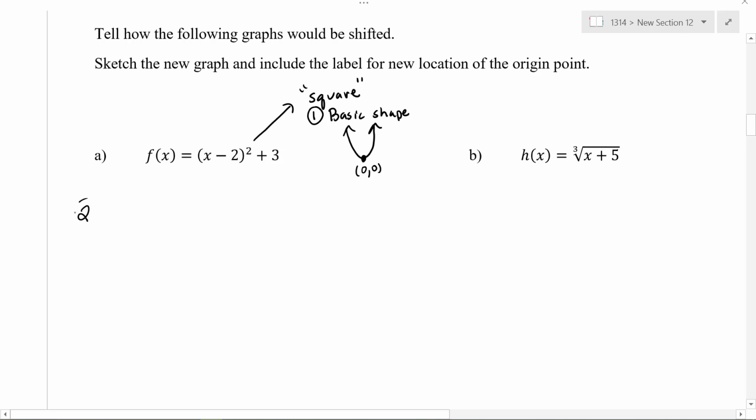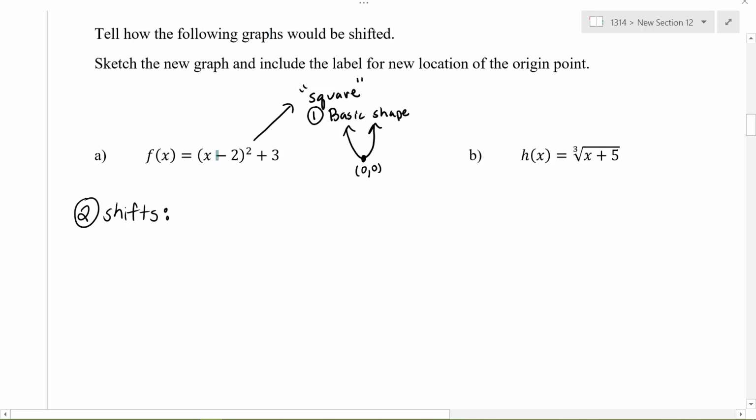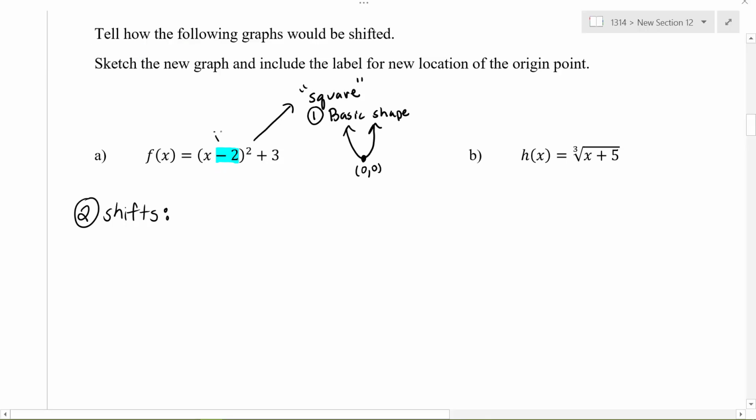Okay, so the second thing we're going to do is we're going to identify the shifts. So what shifts do we have? Those are going to come from, remember, adding or subtracting things on the inside and outside. So I have a negative 2, so that 2 is being subtracted, and is that inside or outside? Okay, so that's an inside change. So we subtract a 2 on the inside of the square function, so on the inside of those parentheses. That's going to move our graph to the right 2 units. So that represents a shift to the right 2 units.